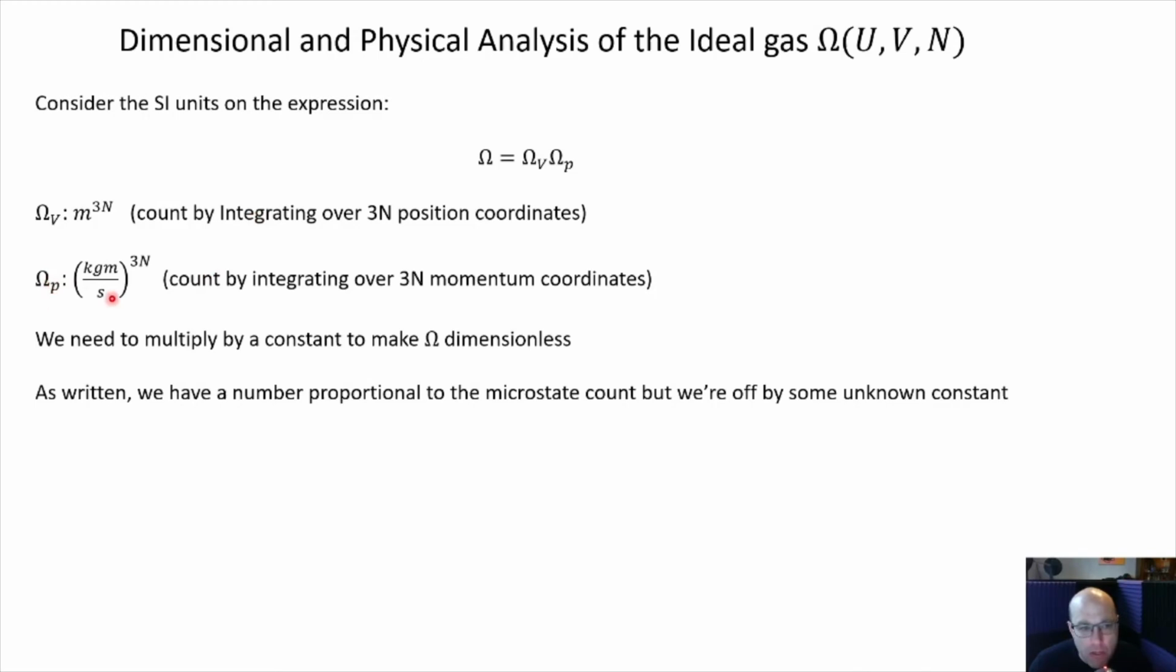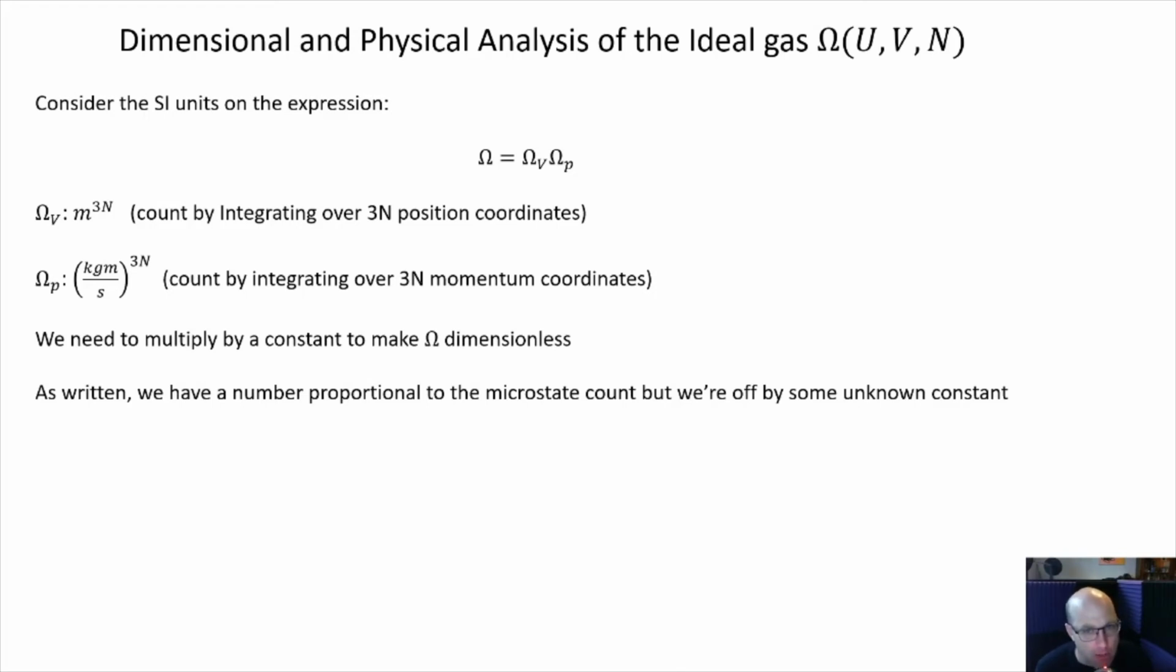And then omega p is momentum units, kilograms times meters per second to the 3n power. So somehow we need to multiply by a constant that cancels out these units. Okay? And so you might just say, well, let's just call it a constant and we'll figure out what it is by doing experiments. That would be possible to do, and I think, you know, that was the procedure that had to be taken in the early days of statistical mechanics.